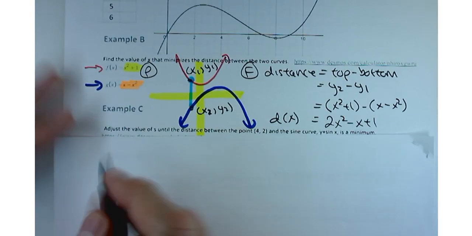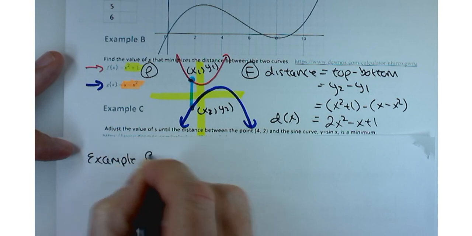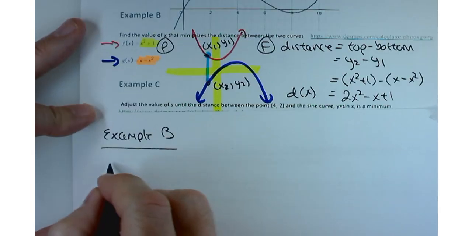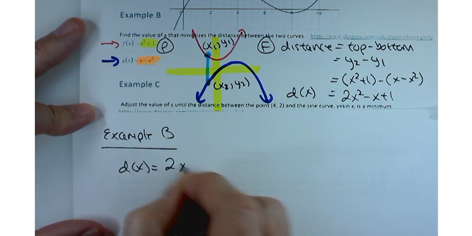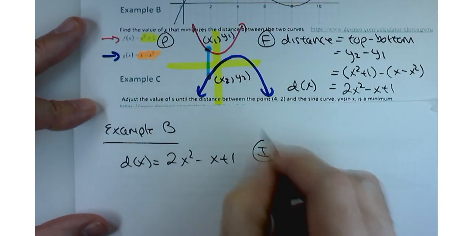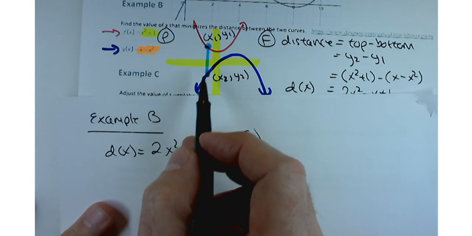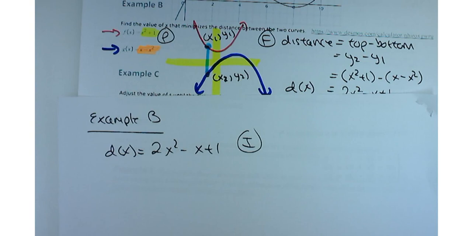Okay, so this is example B. Picture, function, interval. So our function d of x is 2x squared minus x plus 1. Interval. Are there any natural restrictions on x? Could I look for x to the left? Could I look for x to the right? Or is there some restriction in there?